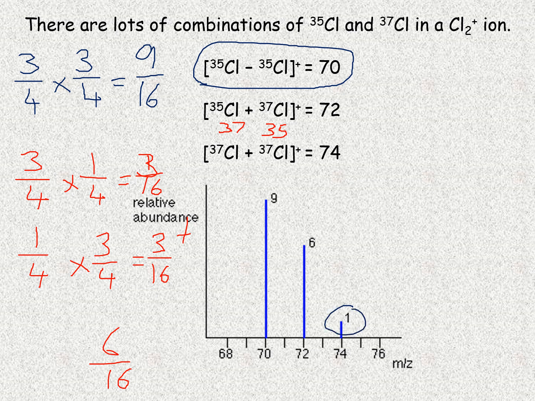Well, that's a 37 and a 37, so that's 1/4 times 1/4, which is 1/16, hence the 9 to 6 to 1 ratio. So that's why you'd expect to see three peaks, 70, 72, and 74 in that 9 to 6 to 1 ratio.